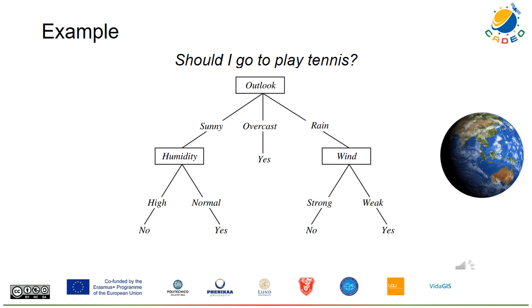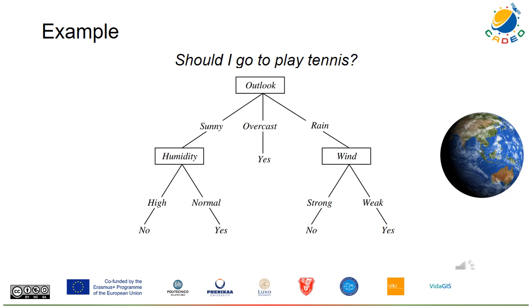Now let's go back to this example. Should I go to play tennis based on weather conditions? At the root node, which is Outlook, Outlook has some values: sunny, overcast, rain. If it's overcast, then the output is yes. If the value is sunny, we will further test other attributes. Here, humidity is selected. For example, if humidity value is high, then the prediction is no.